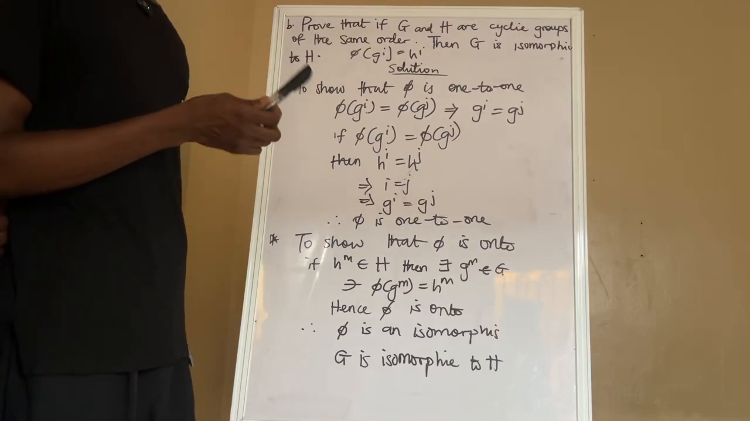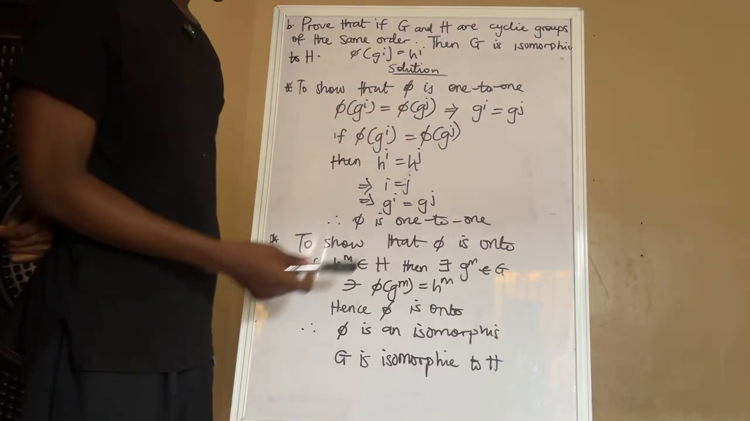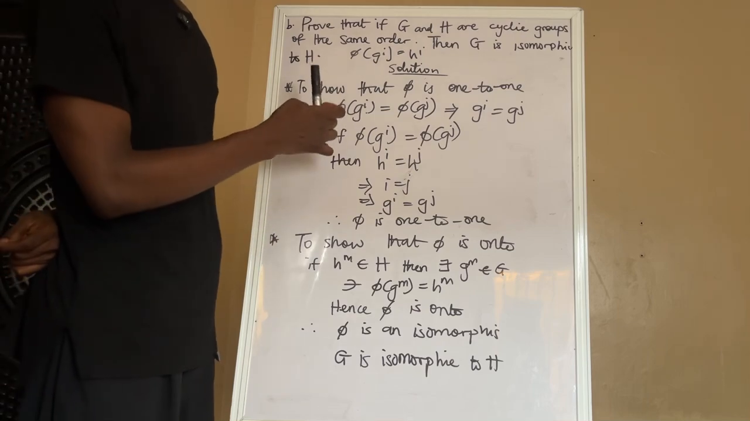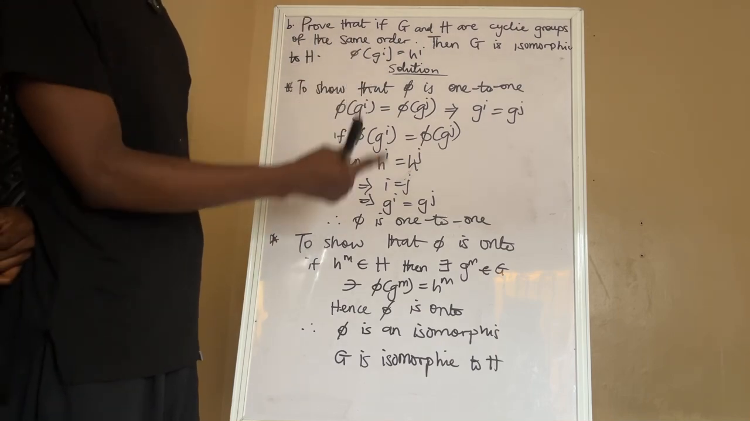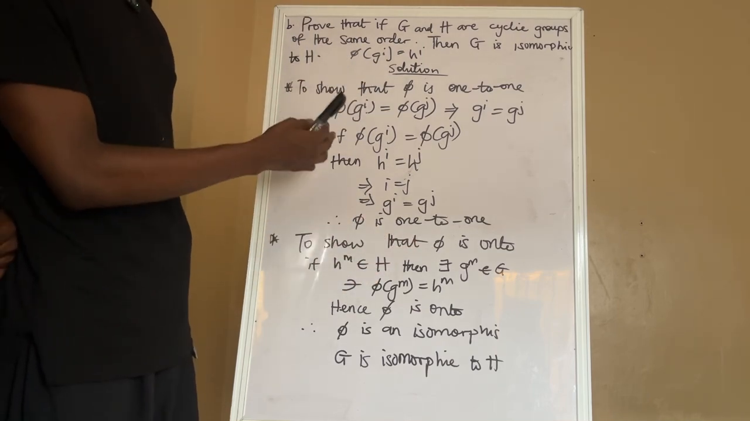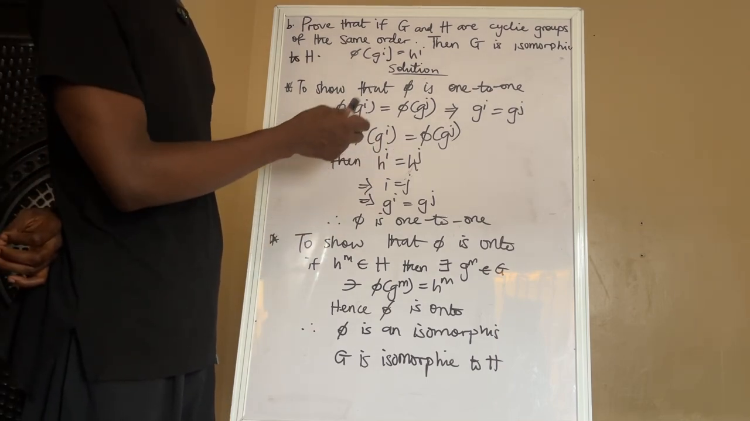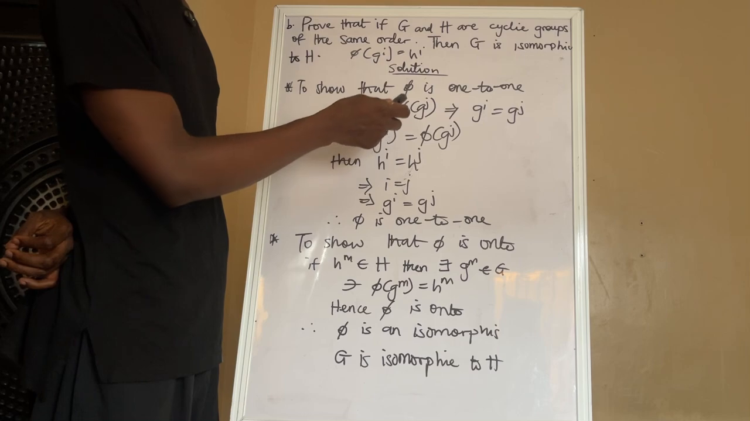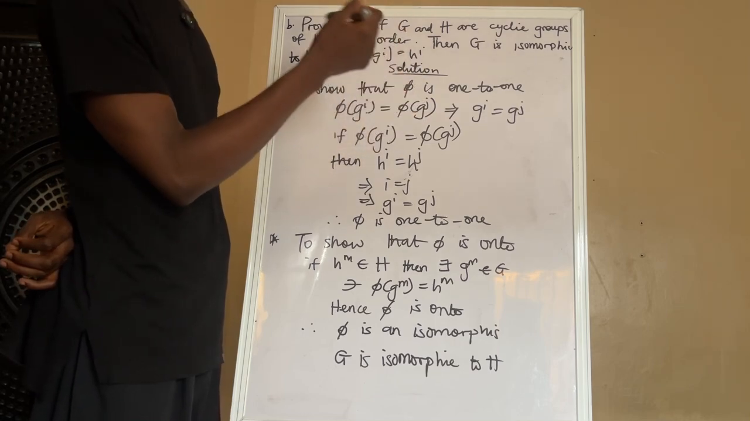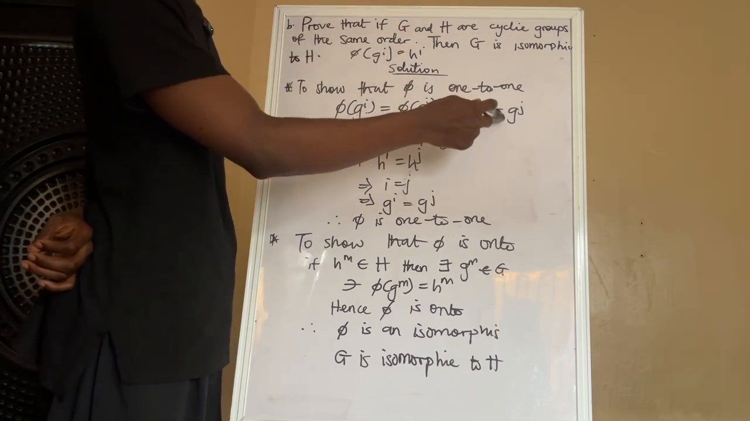Now to prove the other conditions, which is to show that phi is 1-to-1 and to show that phi is onto, we need to just define what 1-to-1 and what onto means and show that our map satisfies those conditions. For a map to be 1-to-1, phi of g raised power i equal to phi of g raised power j implies that g raised power i is equal to g raised power j.